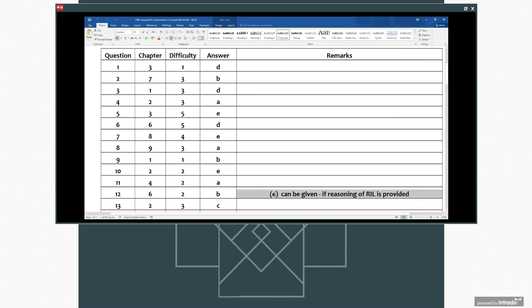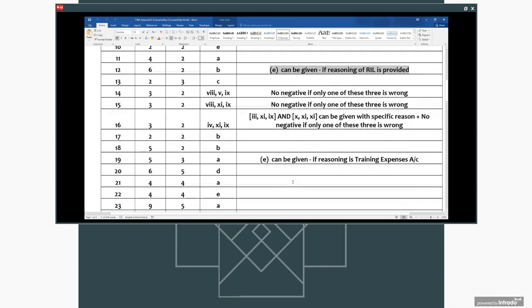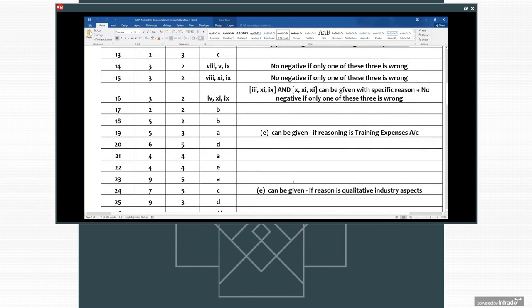For example, if a certain question has a response which is different from what you probably have, then during the cross check, I ensure that the suggested answer gets modified if the reasoning is clearly provided. For example, for question 12, I'm saying the ideal answer is B, but if someone writes E with this reasoning, maybe we can consider giving it. Something like this. So this is how a question paper gets created.